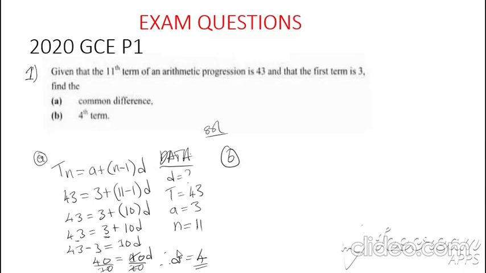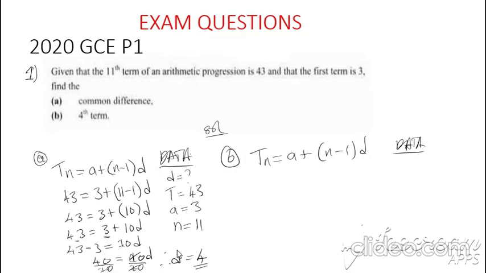So what is B asking us to find? It's asking us to find the fourth term. So how can you find the fourth term? Let's come up with the formula. Since it's the fourth term, it's involving the term. So this is the term: Tn is equal to the first term plus open bracket n minus 1 common difference. Now let's come up with the data.